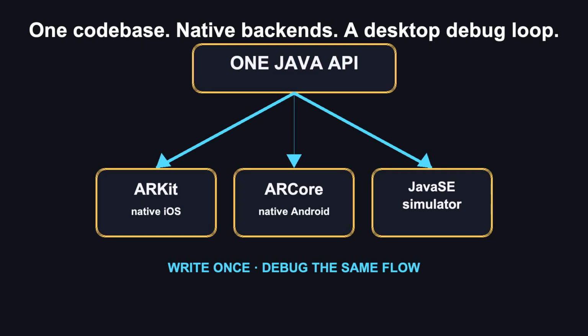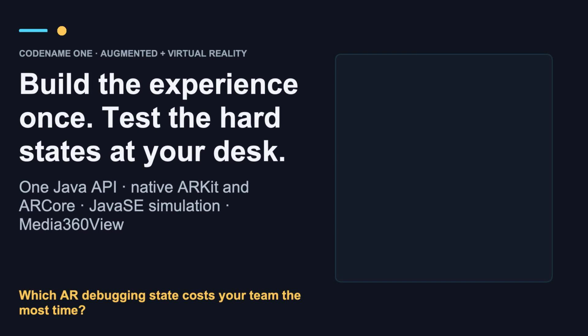The APIs, languages, tools, debugging loop, simulation states, and hardware checks no longer become 6 separate application problems. The developer works in one Java codebase, then ships through the native ARKit and ARCore backends. That is the practical change. One portable implementation, native augmented reality on both mobile platforms, and hard-to-reproduce room states available at the desk.